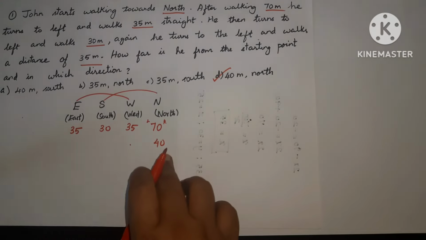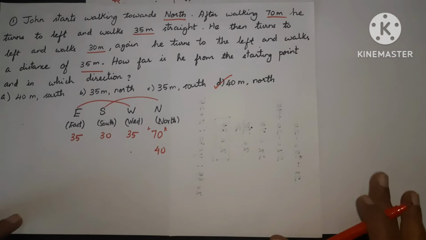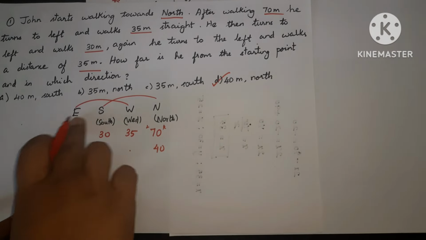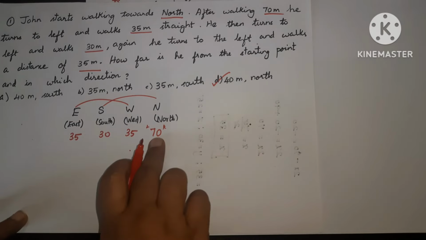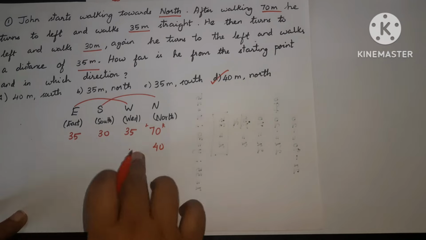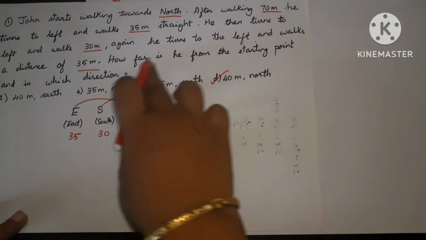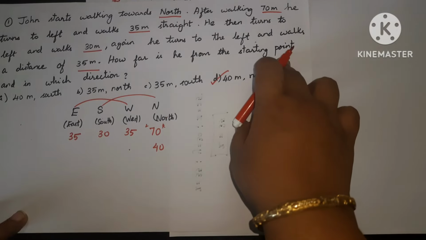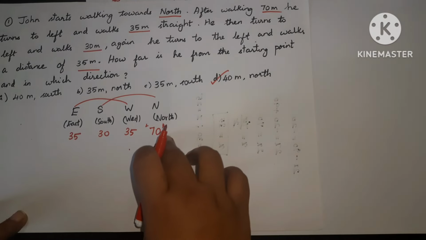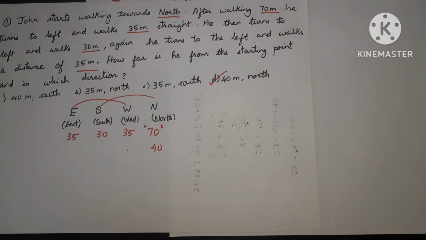Then the next step is to subtract your opposite directions. For north it is south, for east it is west. So for north it is 70. 70 minus 30 gives you 40. Then 35 minus 35 is 0, no need to write here. So now what is the question? How far is he from the starting point? The starting point is north, so 40 meters north is the answer.